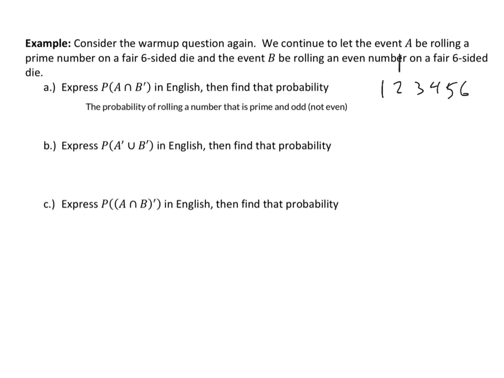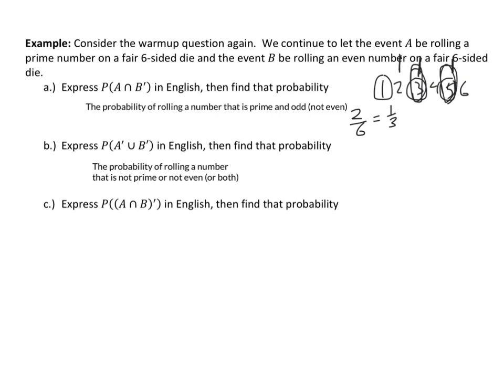So the prime numbers are 2, 3, and 5. The odd numbers are 1, 3, and 5. And the intersection of those, the and, is where both of them happen. So that means only 3 and 5. So this would be a 2 out of 6 probability, which we can reduce to 1/3. Let's go on to B. Again, I'd encourage you to pause the video, try and pick apart what that thing says, and then write it in English, and then we'll find that probability.